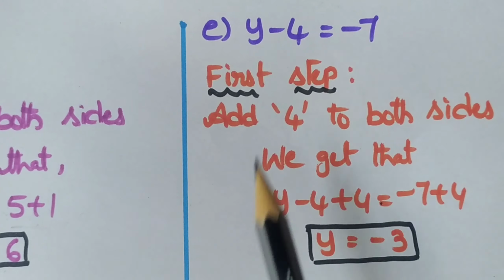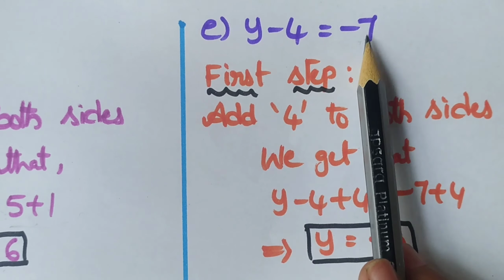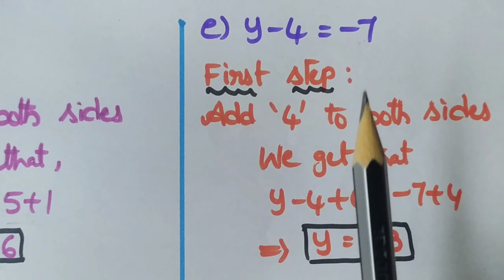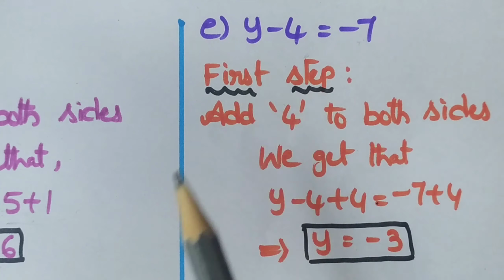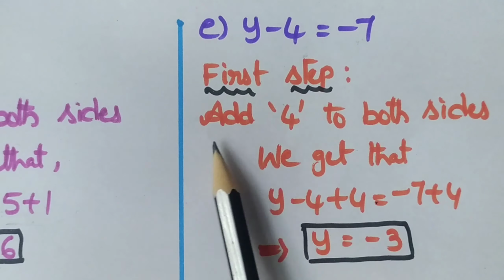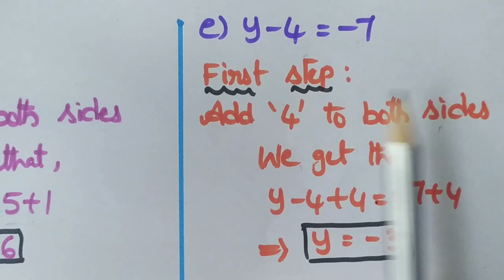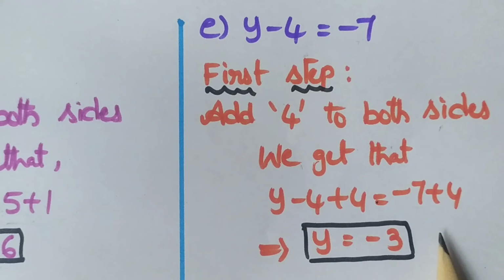Okay friends, now let us see E bit, that is y minus 4 is equal to minus 7. First step. Here the first step is, see here friends, it is minus 4. That means we have to do plus 4. Now let us write the statement accordingly. Add 4 to both sides. We get that. So it is y minus 4 plus 4 is equal to minus 7 plus 4.